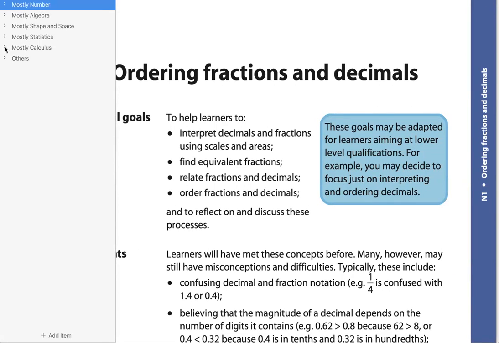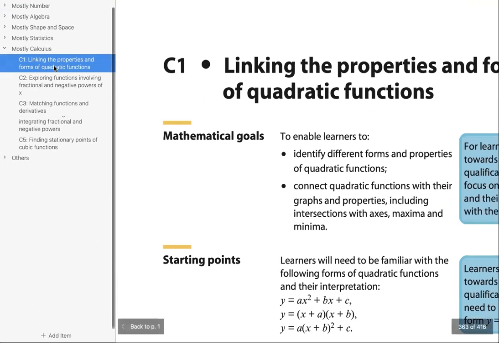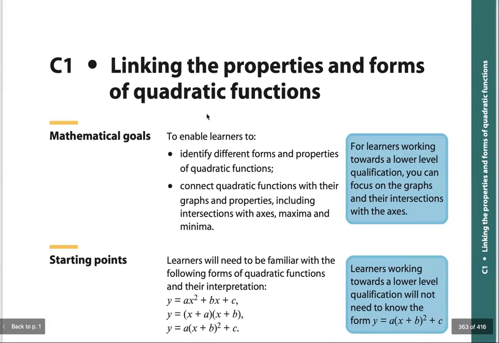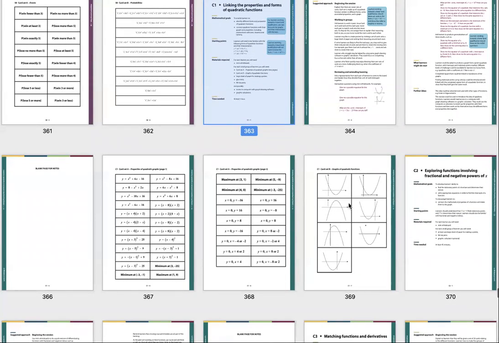For example, I go to the calculus section, and I can talk about the first one, C1. It's not directly about calculus, but more advanced algebra, something in our senior secondary forms, linking the properties of graphs and quadratic functions. This lesson contains about 7 pages, and then C2 is another lesson.